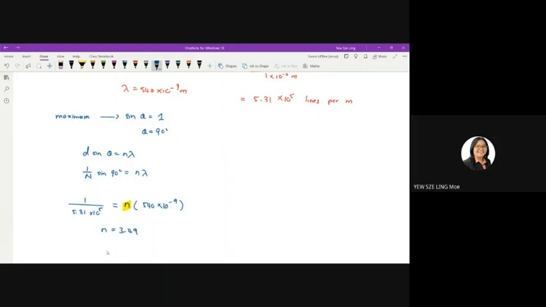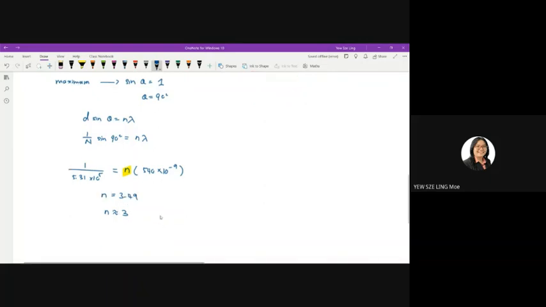When it comes to chapter 8, you need to round down the value. So it is approximately equal to 3 orders. As long as it hasn't reached 4, even if you have 3.9, you take n as 3. But that is not the answer yet. This is the number of orders.